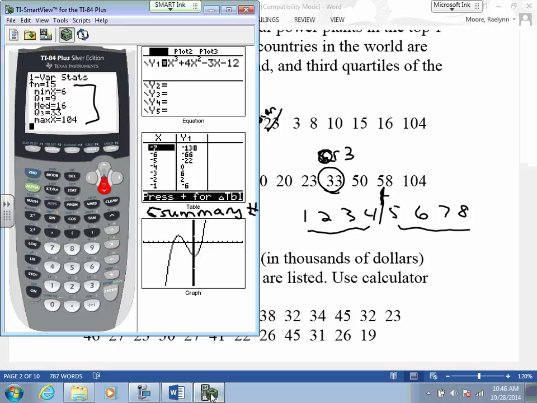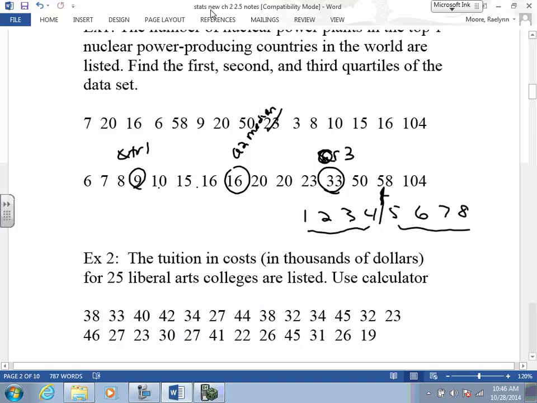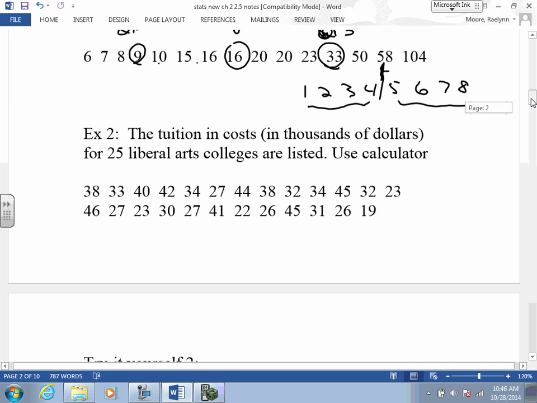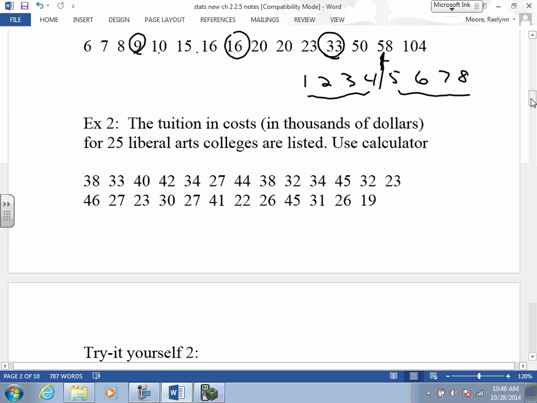Now, when you get to your calculator, these are the numbers that we're going to keep track of. And just so that you see us do it manually, and then we can do it in your calculator. So try these guys. I want you to put these in your calculator, and I want you to find me your 5 summary numbers.